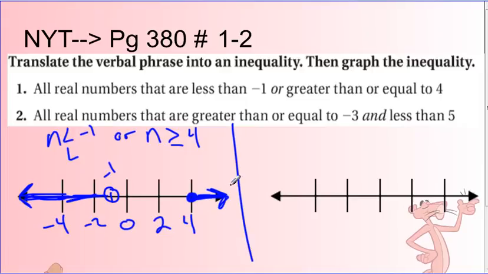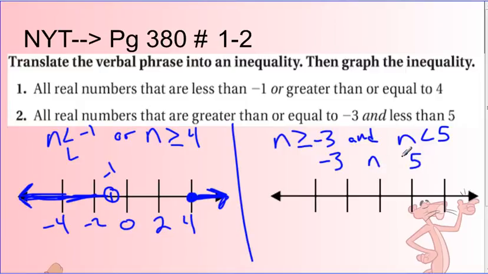Number 2, all real numbers, so numbers, that are greater than or equal to -3 and the number is less than 5. Now again, let's combine this into one thing. So -3, 5, smaller, bigger, variable in the middle. It opens towards the 5. It opens towards the n. This way is the preferred way.